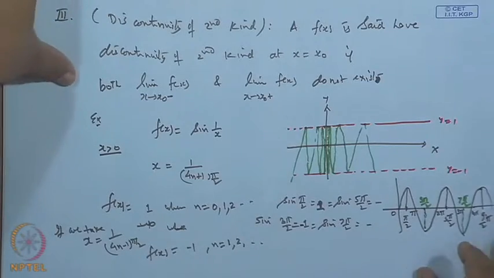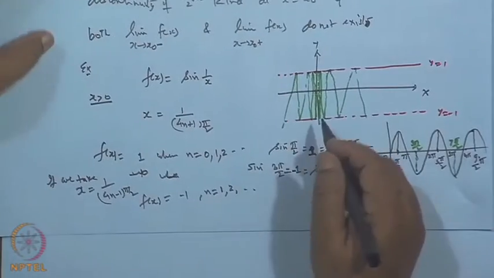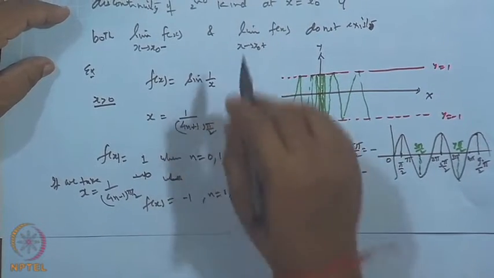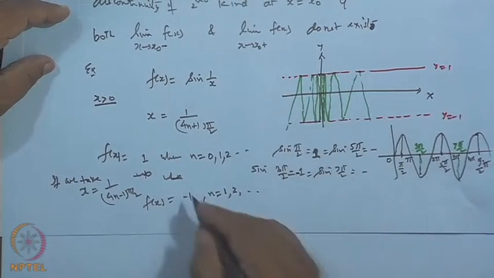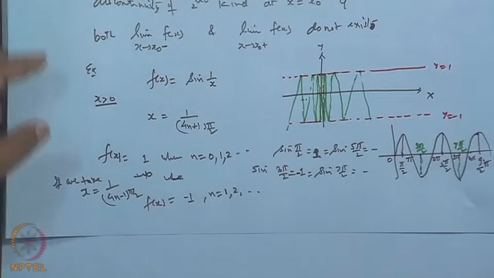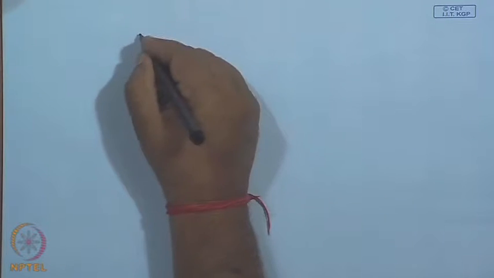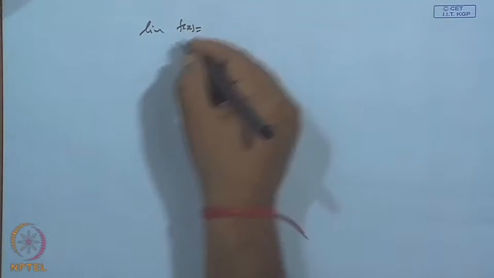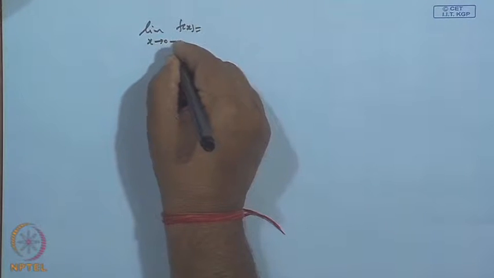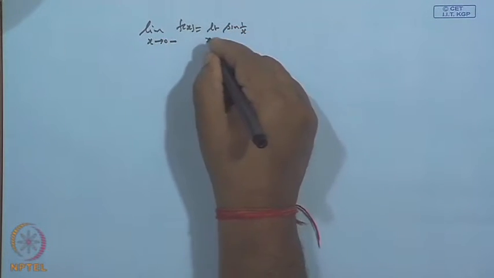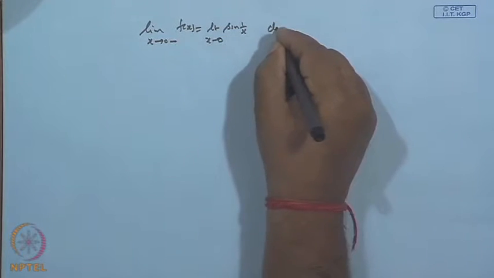So, we have a sequence of the point approaching towards 0 where the function has a sudden jump from plus 1 to minus 1. Similarly, on the left hand side. So, for this function f x, which is sin 1 by x, the limit when x tends to 0 minus does not exist.